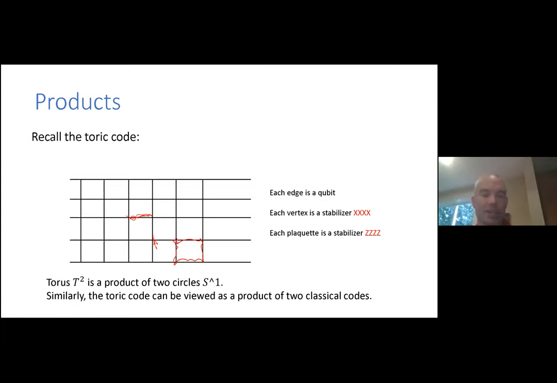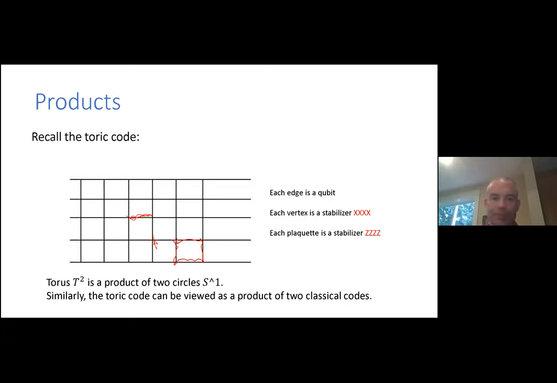You can imagine different topologies, but let's imagine a torus topology. So in this picture, take the left edge and right edge and join them, and the top edge and bottom edge and join them. This topology of a torus can be thought of as a product of two circles. If you want to describe where you are on a torus, a very natural thing is to use two angular coordinates, one coordinate this way and another coordinate that way. It is a product of two circles, the product topology and so on. But similarly, this toric code can actually be viewed as a product of two classical codes.